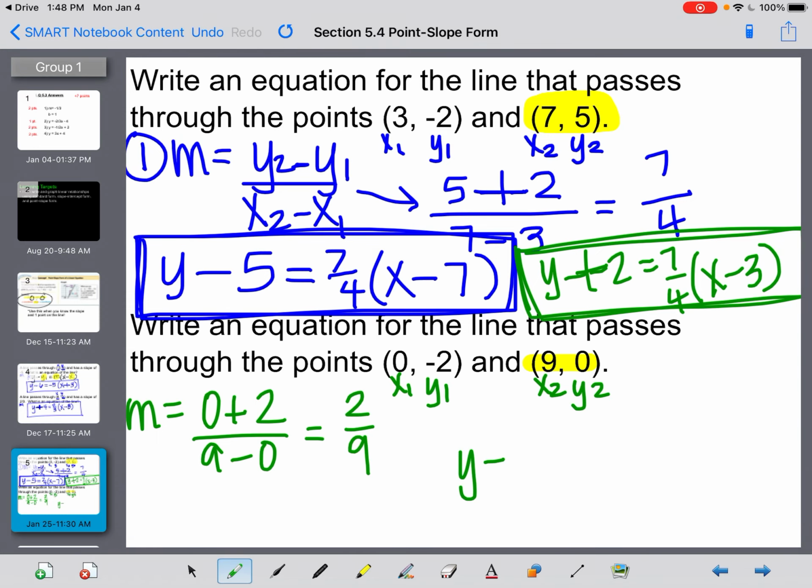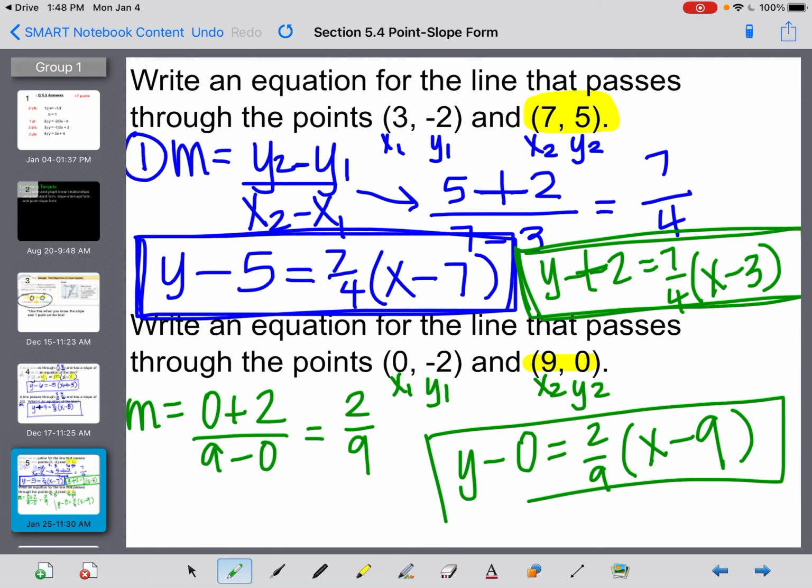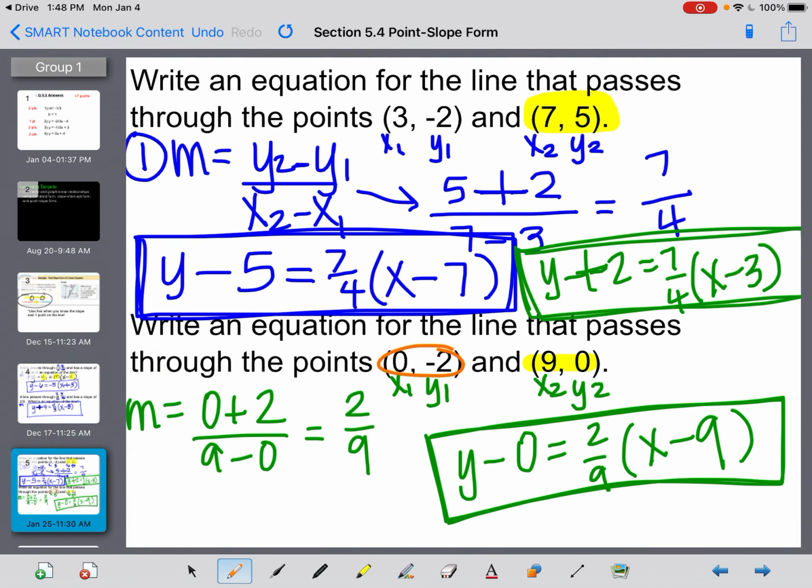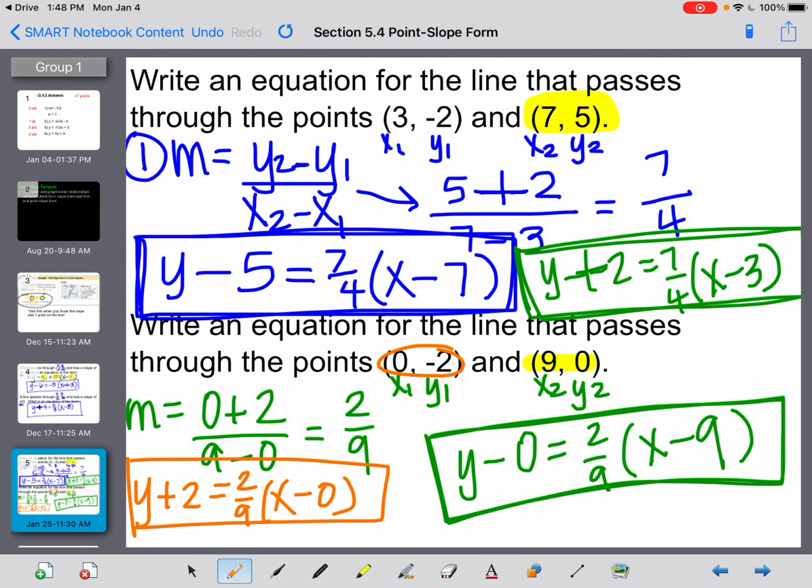So I have y minus the y is equal to my slope times x minus the x. Okay, now you don't have to have the y minus 0, you could just have y equals, but this is perfectly acceptable. If you chose the other ordered pair, this one, that would look like this. Y minus y1 is equal to our slope times x minus 0. All right.